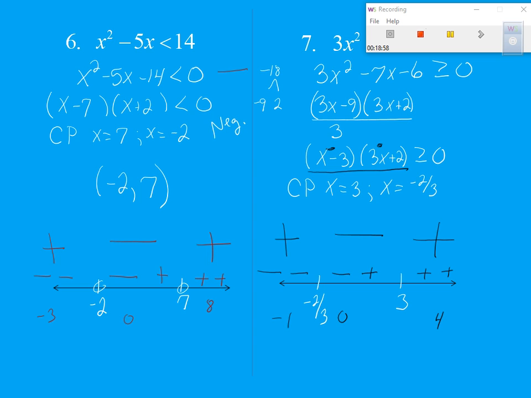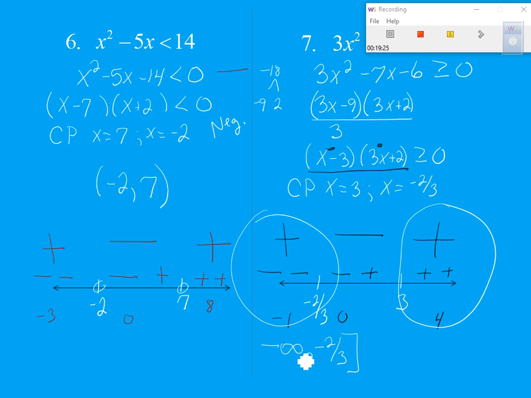Now, come back up here. We want the intervals greater than 0. So that's this interval and this interval. It says or equal to, so it looks like I'm going to have negative infinity to negative 2/3. I need to include the negative 2/3. Of course, we never include infinity. Union, along with 3 to infinity. So there's my number 7.